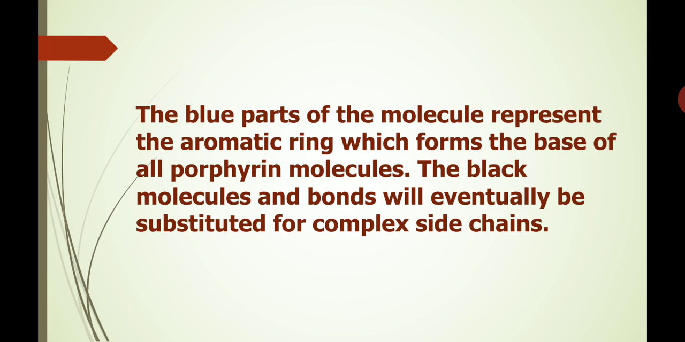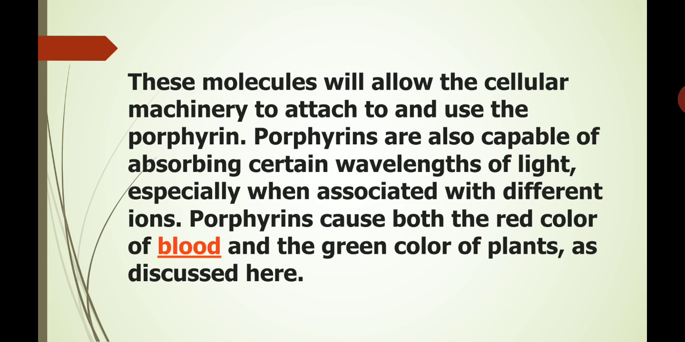In the previous figure, the blue part of the molecule represents the aromatic ring, which forms the base of all porphyrin molecules. The black molecules and the bonds will eventually be substituted for complex side chains. These molecules will allow the cellular machinery to attach to and use the porphyrin. Porphyrins are also capable of absorbing certain wavelengths of light, especially when associated with different ions. Porphyrins cause both the red color of blood and the green color of plants, as we will discuss later.